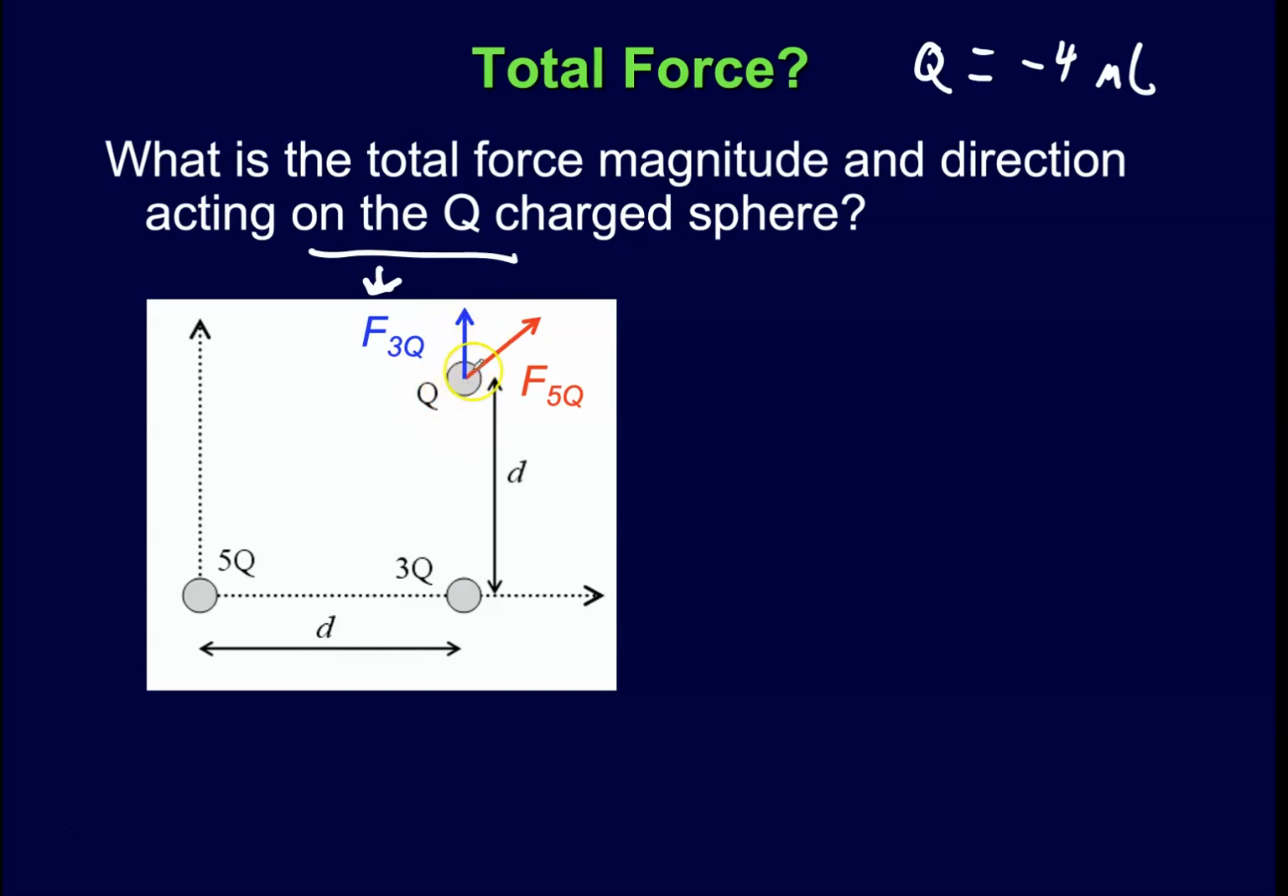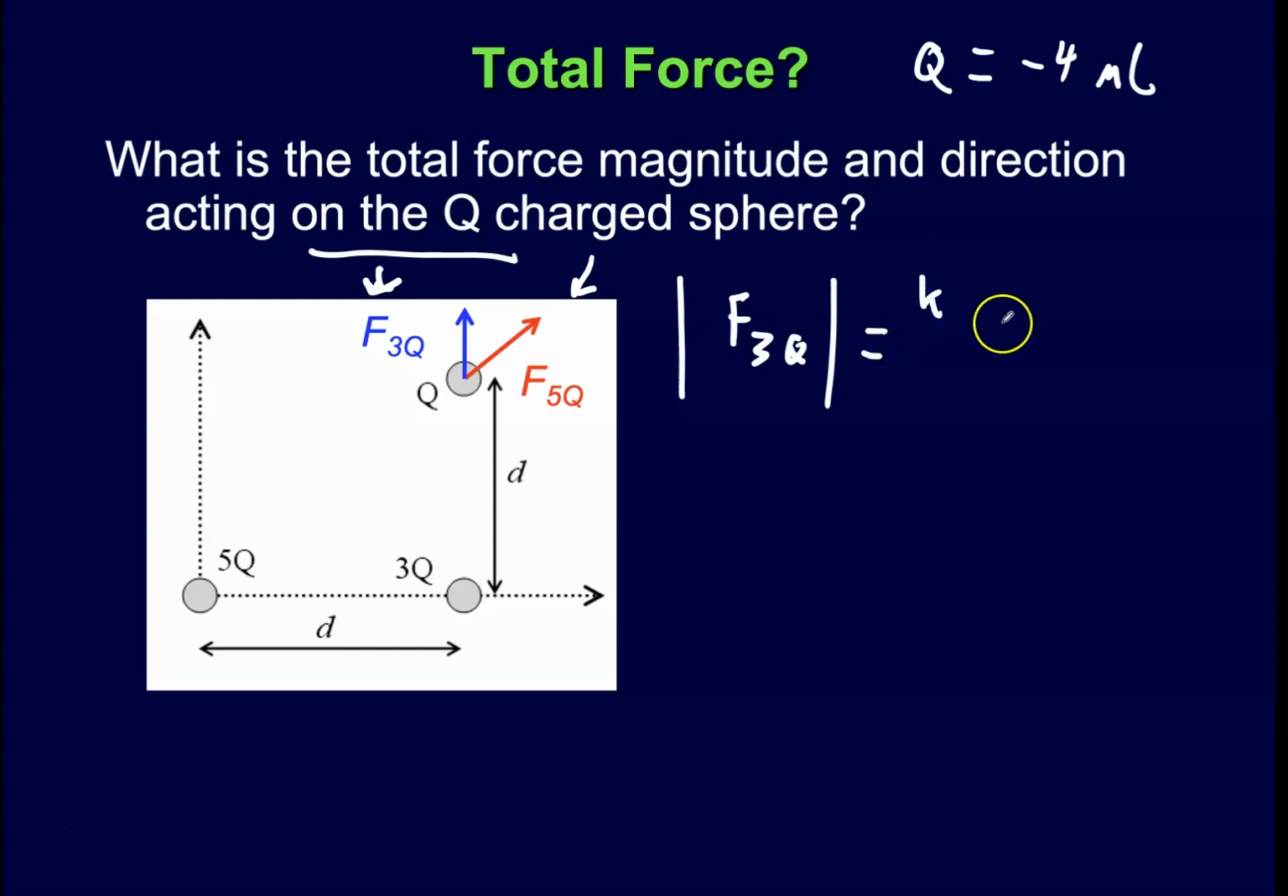It's going to be pointing straight up. And then from this 5Q, it's going to be pointing that way over there. So these would be the directions that we're going to use. First of all, convince yourself that that's true. And then the next part is to get the actual magnitude, we pull out Coulomb's law.